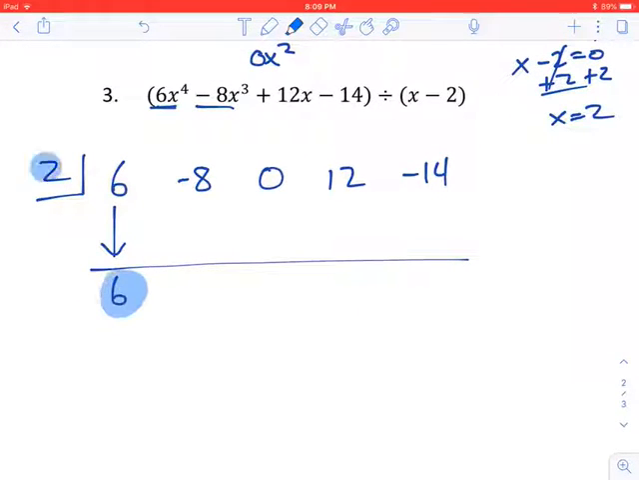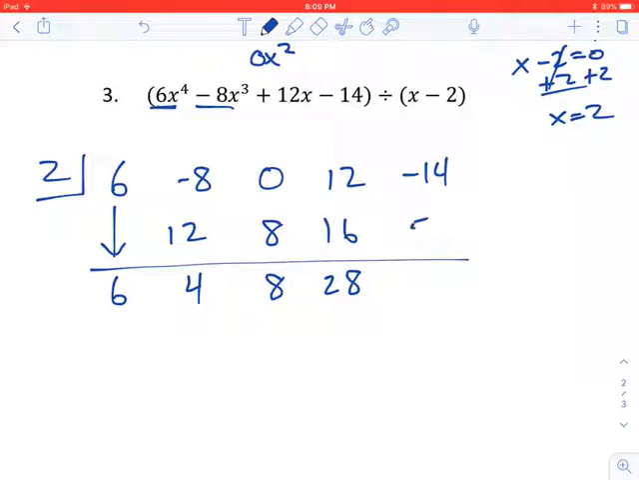So multiply by the number 2. 6 times 2 is 12. Add down, -8 plus 12 is 4. Multiply. 4 times 2 is 8. 0 plus 8 is 8. 8 times 2 is 16. Add those together, we get 28. 28 times 2 is 56. Add down, this is the last one, so this is going to be my remainder of 42.